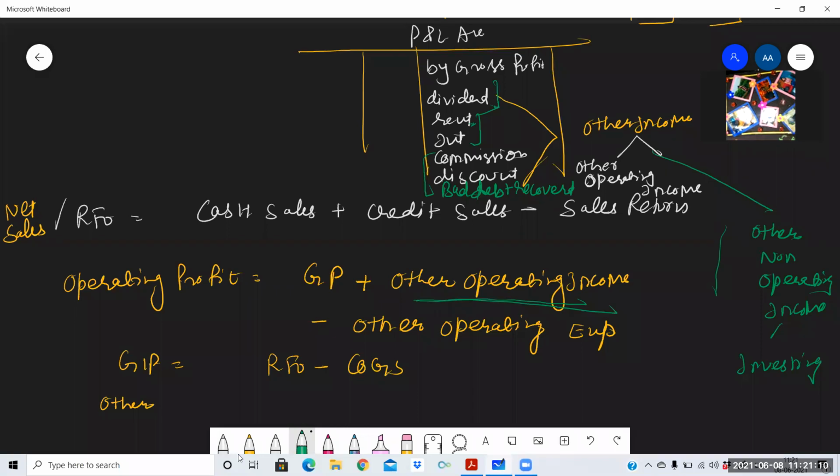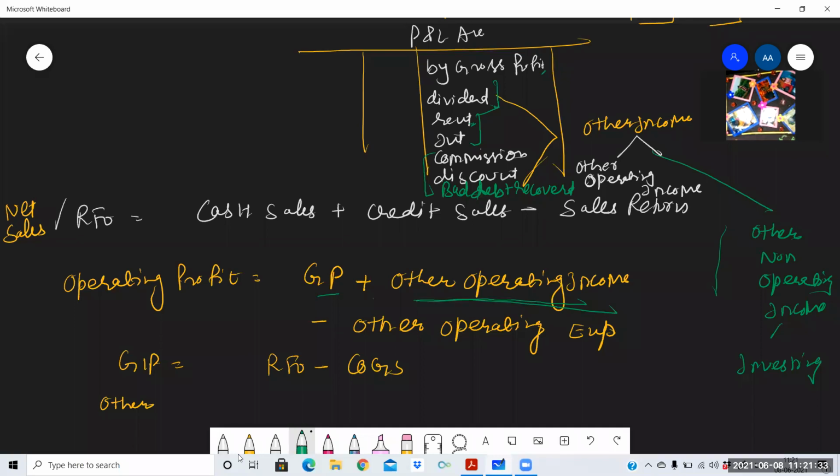Yes, good. Operating profit, I am explaining again how to calculate operating profit by using gross profit. Gross profit plus other operating income. You can see that gross profit is added here, so that's why I have added here also. So what things you have to add? Only three items: commission received, discount received, and bad debts recovered.